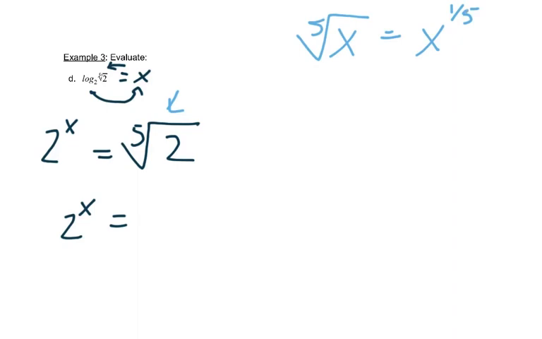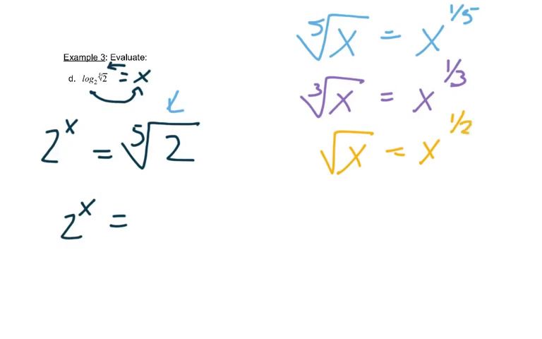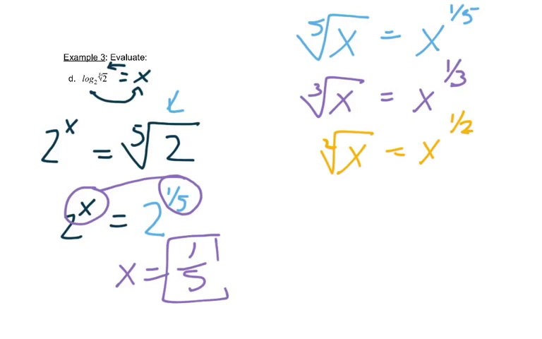Anytime you have roots, it's a fraction exponent. If we had a 3rd root of something, that would be an exponent of 1 over 3. If we have a square root of something, that's an exponent of 1 over 2. We don't normally write this 2 in the square root. It's just understood that it's there. Okay, so this, back into our problem here, would be 2 to the 1/5 power. And that tells us that x has to be 1/5. And so 1/5 is our answer.